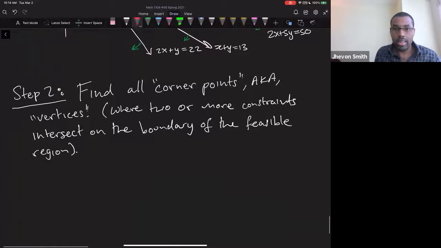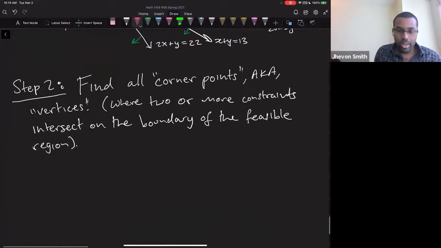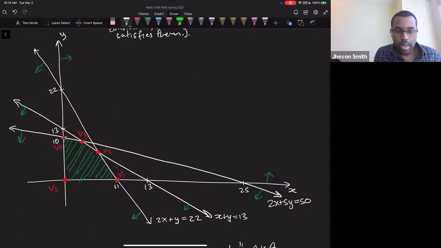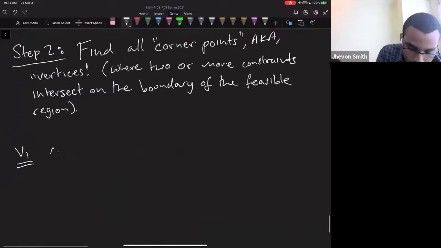Okay, so that's the next thing. Now we have to find all those guys. So we're going to go in and do that. V1, that is easy. That's an x-intercept, right? Notice that it's (11, 0). It's an x-intercept.